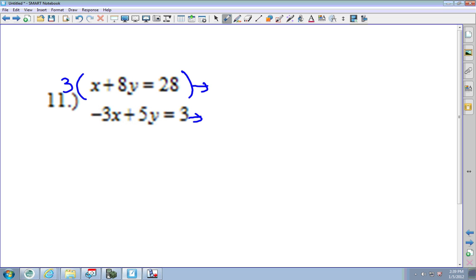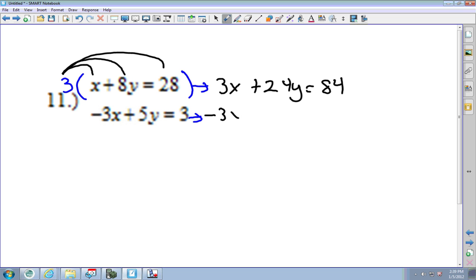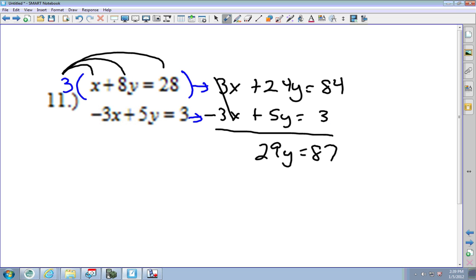So let's rewrite these two equations. The first one, I'm going to take 3 times x, 3x, 3 times 8y plus 24y, 3 times 28, which is 84. Now let's rewrite the bottom one. Subtract 3x from each side. Not subtract, what am I saying? That's a negative 3x plus 5y equals 3. Now my x's cancel. I get 29y equals 84 plus 3 is 87. I'm going to divide by 29. Y equals 87 divided by 29 is 3.